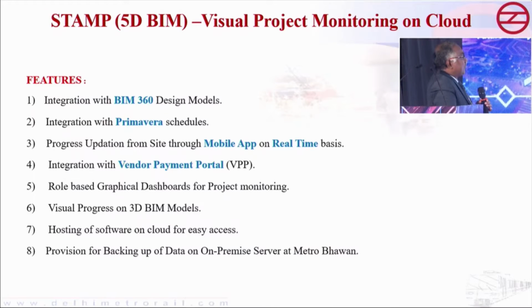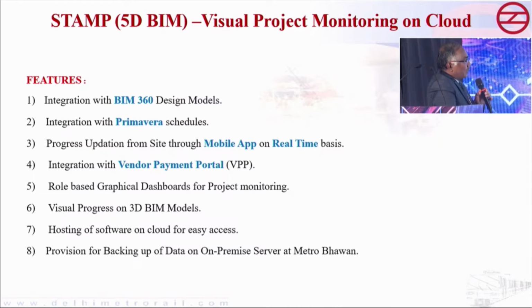At the level of the junior engineer or assistant engineer, who is looking after only 2 stations or 2 to 3 kilometers of the viaduct, he is only concerned with what is happening in his jurisdiction and how the progress is stacking up, and he will be able to upload the progress through the mobile app. So that is the role at the bottom level.